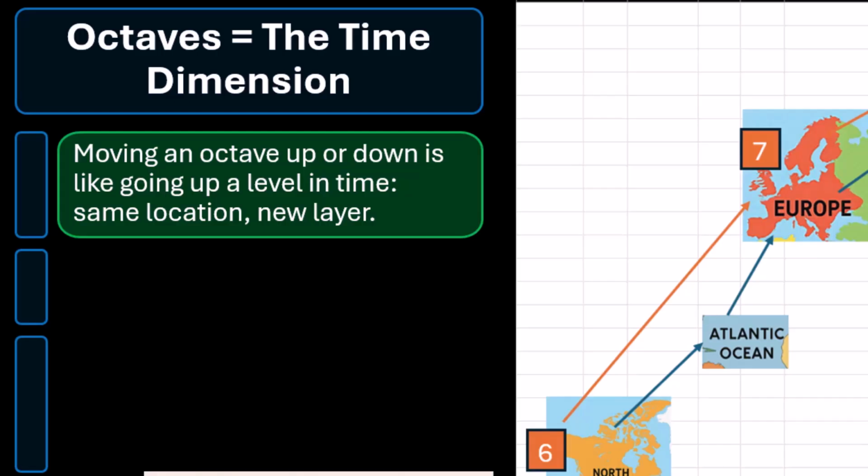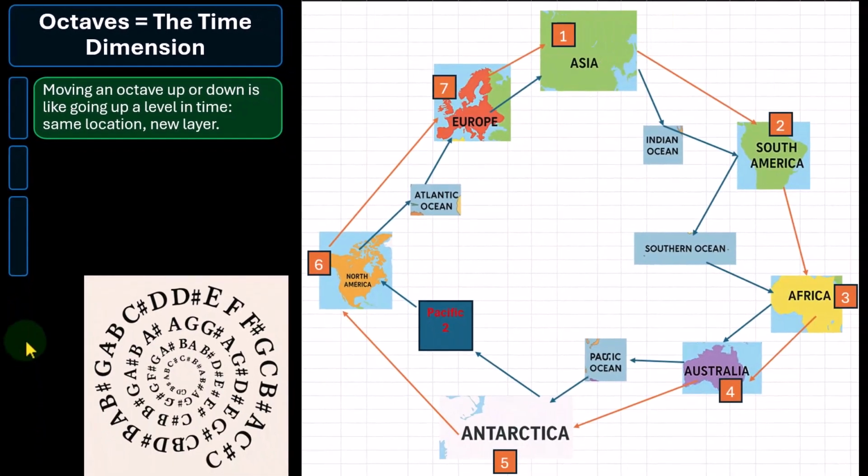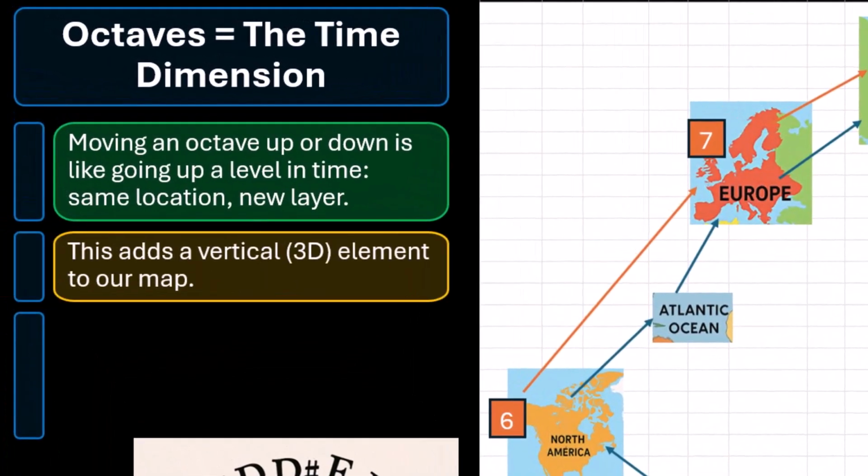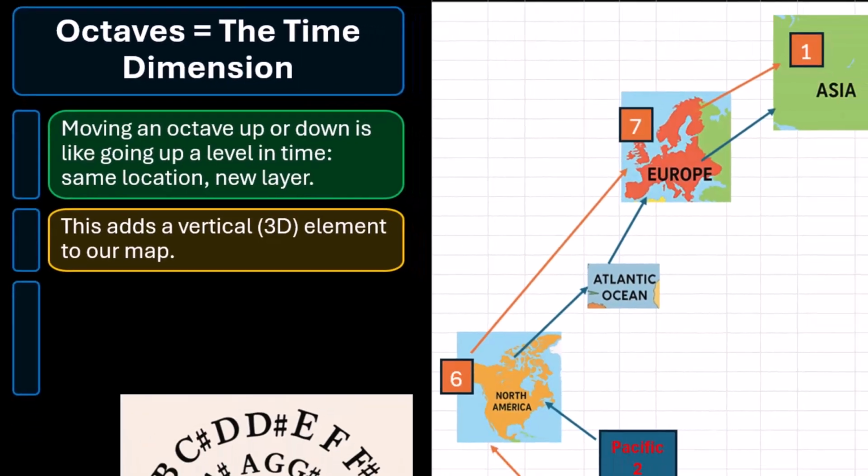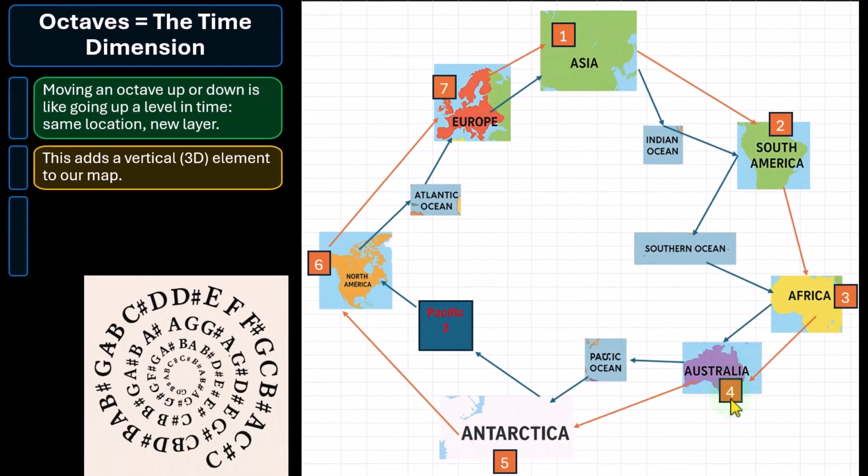So moving an octave up or down is like going up a level in time. It's the same location, but a new layer. So that would be like going an octave up. You're still on the same, what would this be? The 4th, this would still be the 4 location, but now it's an octave up.